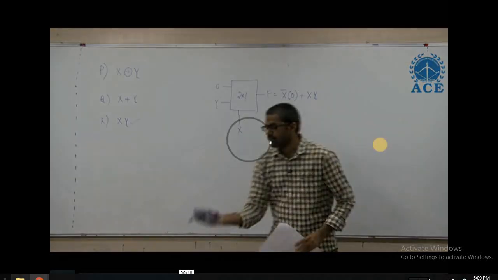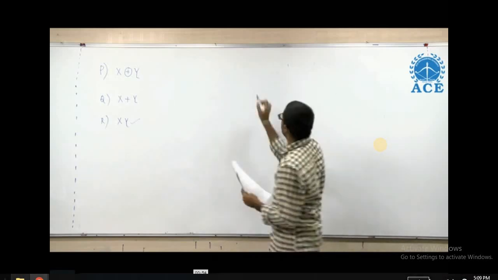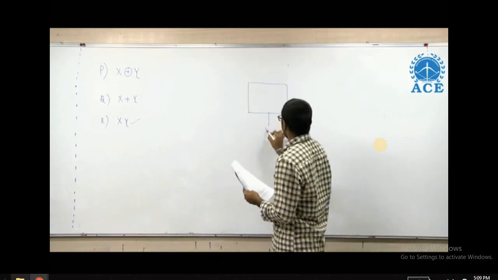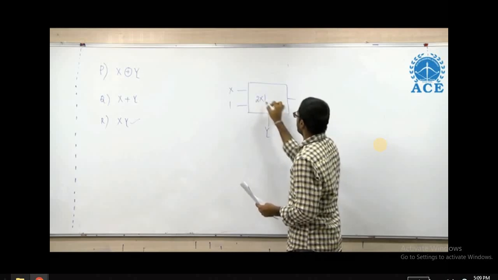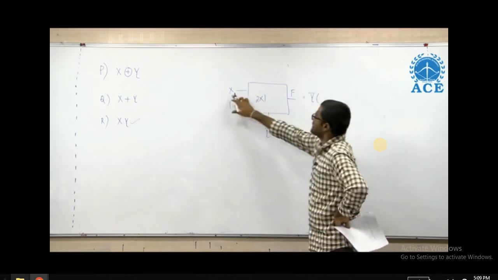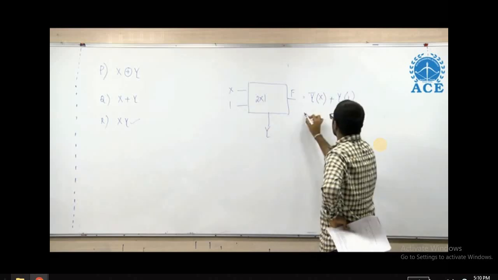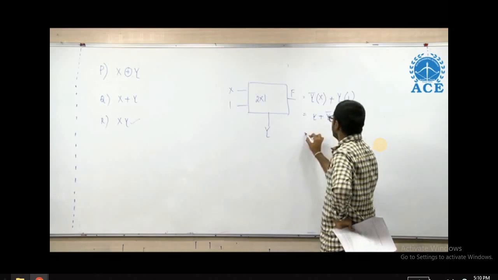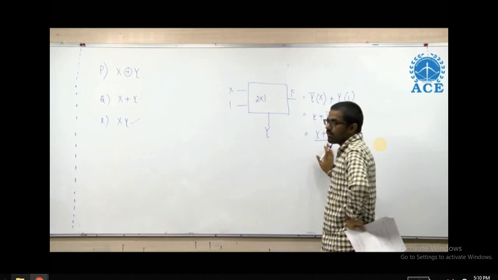Now let us look at the second multiplexer in list 2. The selection line is Y, the first input is X and the second input is 1. Let us look at the function that is implemented with the help of this multiplexer. The function can be written as Y bar into first input X plus Y into second input 1, which is nothing but Y plus Y bar X, which can be written as Y OR X. So the second multiplexer is implementing the function of an OR gate, so it matches with Q.